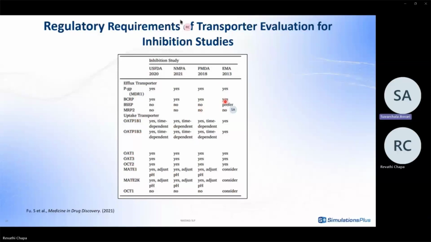The one exception that we do see for EMA is that EMA does provide guidance for the bile salt export protein BSEP. So the EMA recommends to conduct a study or evaluate the DDI potential for the BSEP transporter and also the OCT transporter, which the other regulatory agencies do not recommend for any study.